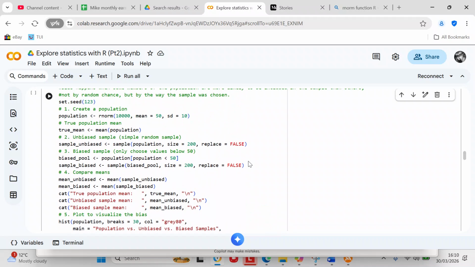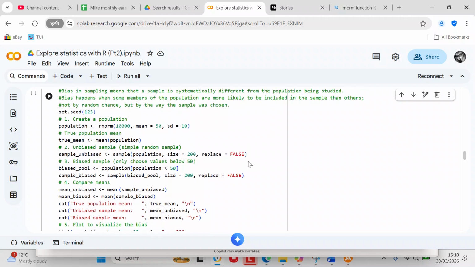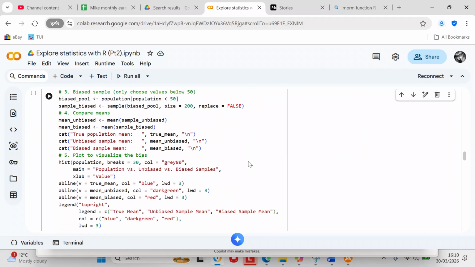sample of your population is a normal distribution, has a mean of 50. And then the biased pool is everything below 50. So 50 is going to be your maximum. So right there, your mean is 50 for your unbiased sample, and your mean is 41 for your biased sample, because all of these samples are without replacement.